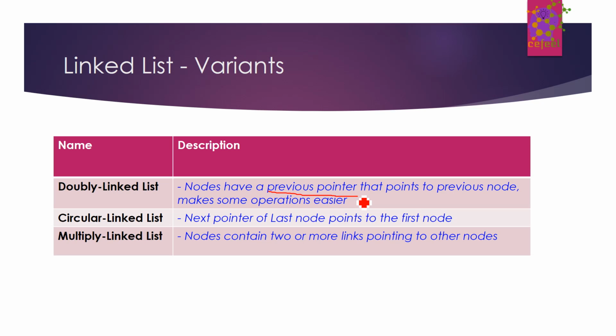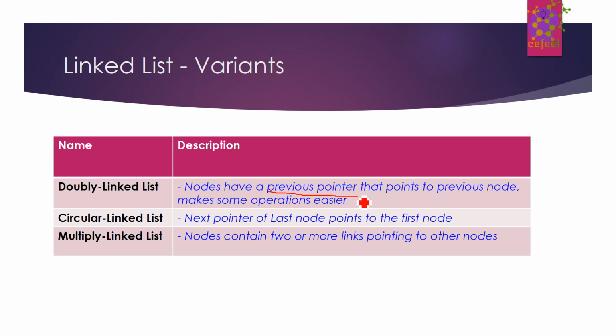There is also a circular linked list where the next node of the last pointer points to the first node. So in this case, what happens is, if we have traversed the list once and we reach the end, we can easily reach the first node by just making one next operation. So useful in certain cases.